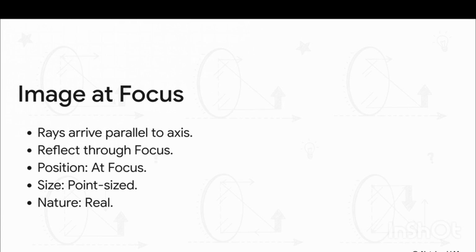And what did our 3rd rule just tell us? Parallel rays reflect through the focus. So all these rays bounce off the mirror and converge perfectly at the focus point. Since the rays physically intersect outside the mirror at a single dot, we get a tiny, point-sized, real image right at the focus. Makes sense, right?